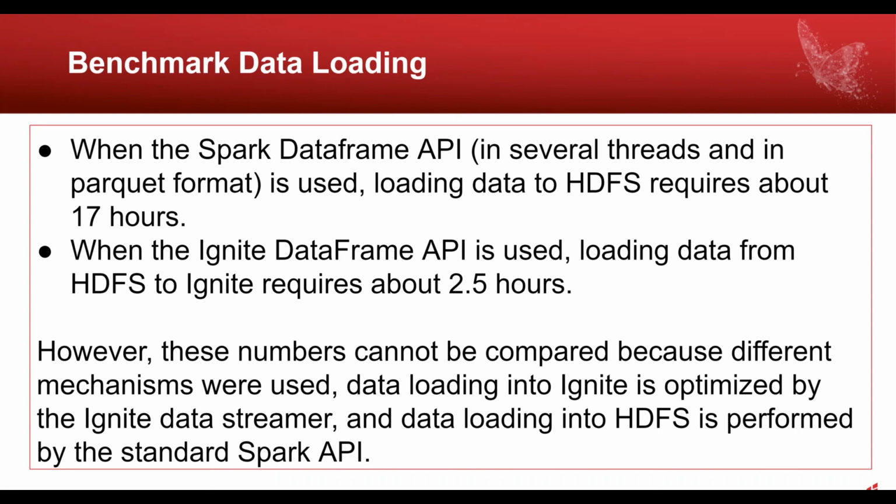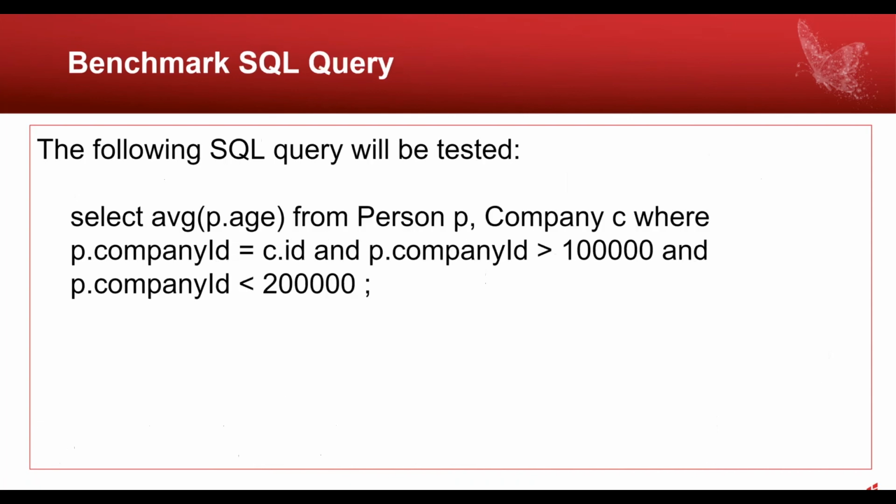But when we load data from HDFS, we use 8 executors. So it was done in 8 threads. So parallelism was different. And that's why loading to Apache Ignite was faster. So it's not something that you need to analyze. It's just some information. And yes, it's a SQL query that we tested.